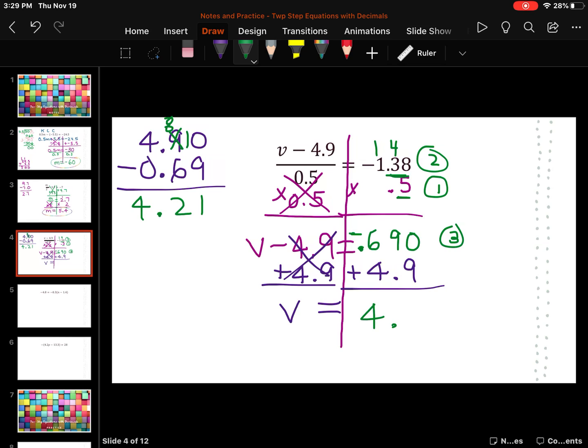So v equals 4.21. Check our sign. The sign of our bigger number was a positive, so we are good with that answer. So final answer is v equals 4.21.